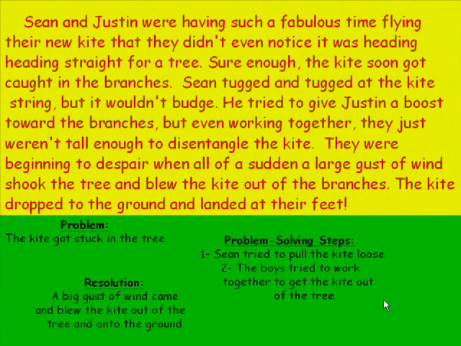Let's read the story. Sean and Justin were having such a fabulous time flying their new kite that they didn't even notice it was heading straight for a tree. Sure enough, the kite soon got caught in the branches. Sean tugged and tugged at the kite string, but it wouldn't budge. He tried to give Justin a boost toward the branches, but even working together, they just weren't tall enough to disentangle the kite. They were beginning to despair when all of a sudden a large gust of wind shook the tree and blew the kite out of the branches. The kite dropped to the ground and landed at their feet.